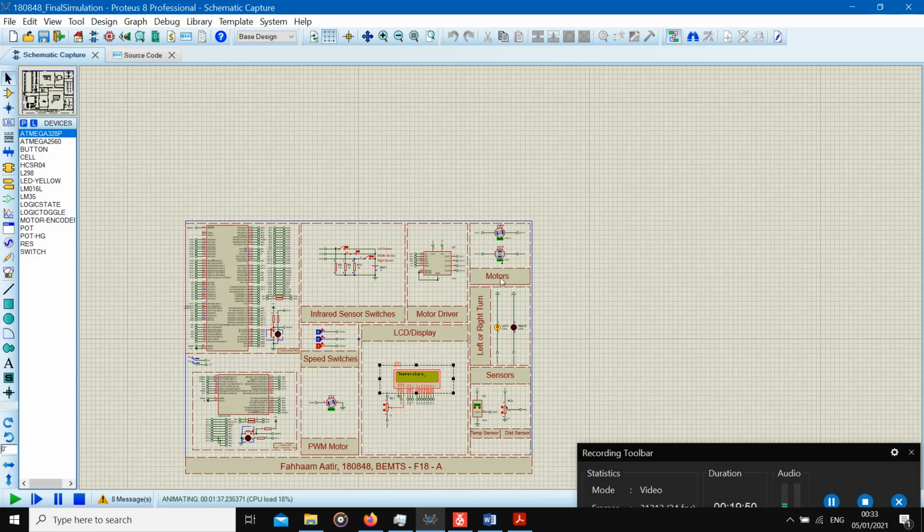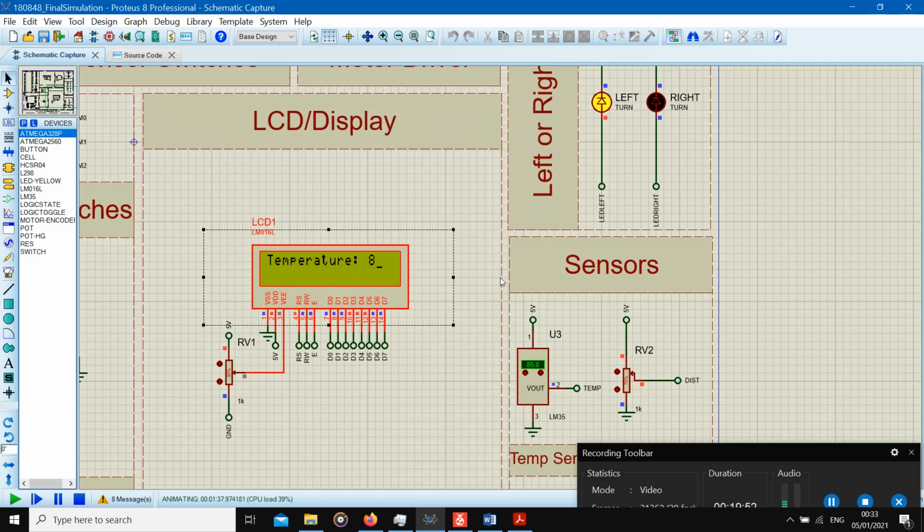So for the time that the obstacle sensor is detecting any sort of obstacle in front of it, your motors are going to stop working. Your integrated LCD is going to show you that the obstacle is very near to you, and your mobile robot is going to stop right there in order to avoid any sort of contact.